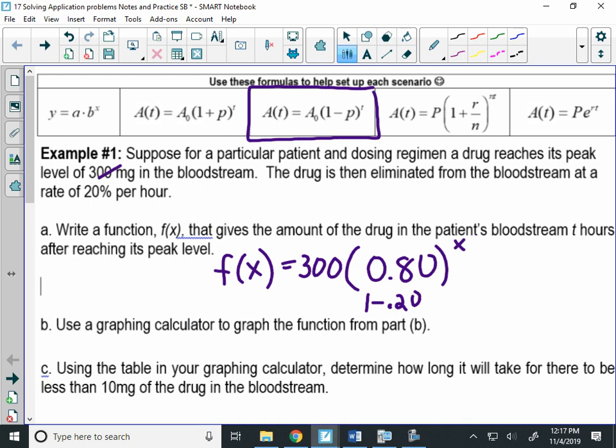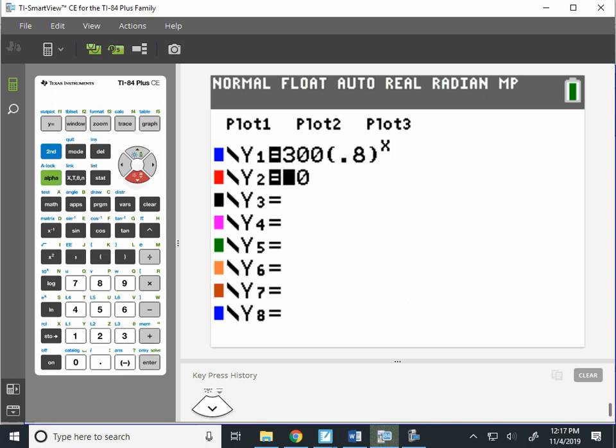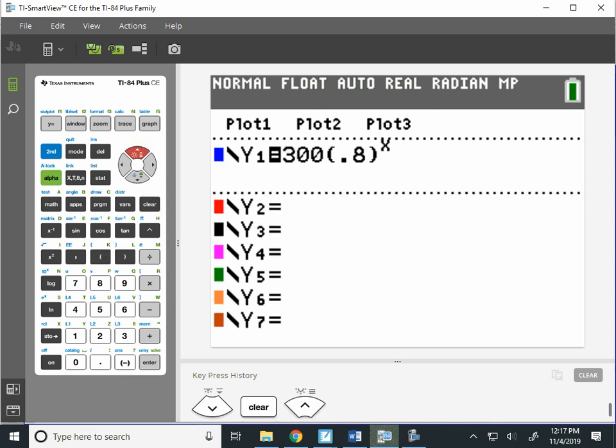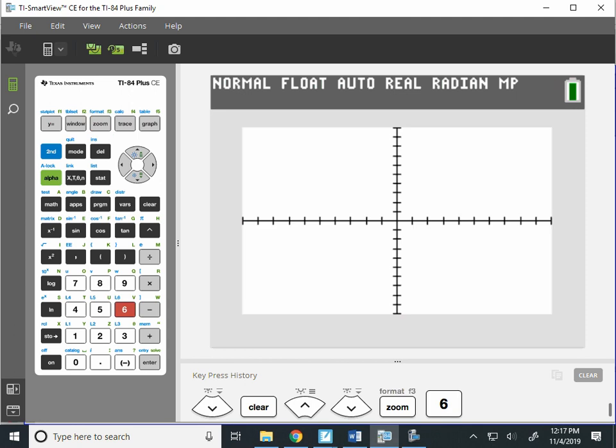Now, use a graphing calculator to graph that function. So we're going to type in 300 times 0.8 to the x. And since we've changed our windows a couple times here, when you type that function in, make sure you hit zoom 6 so it goes back to your standard grid. We want to start from the basics. So type in your equation, hit zoom 6. Make sure you can use your calculator here.